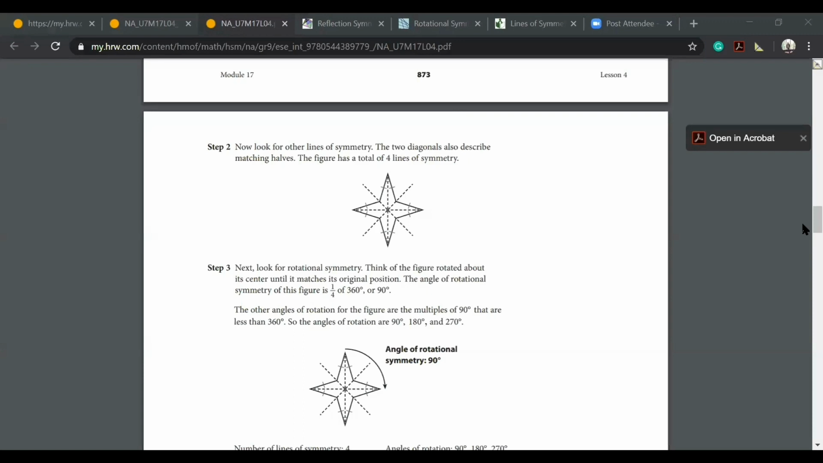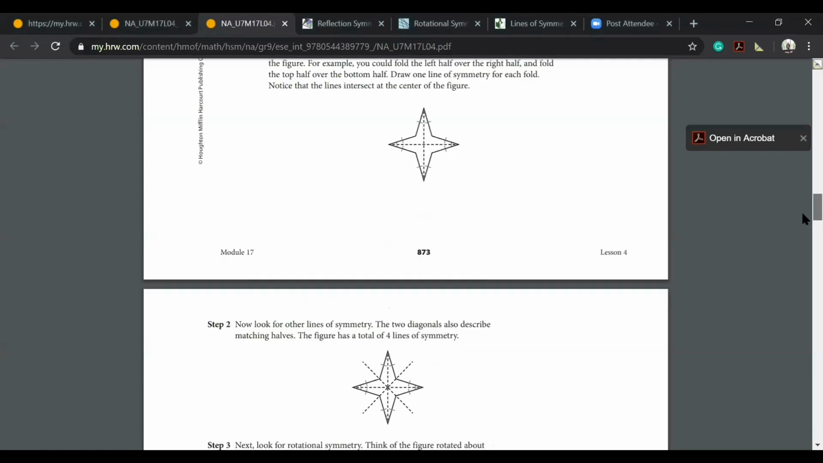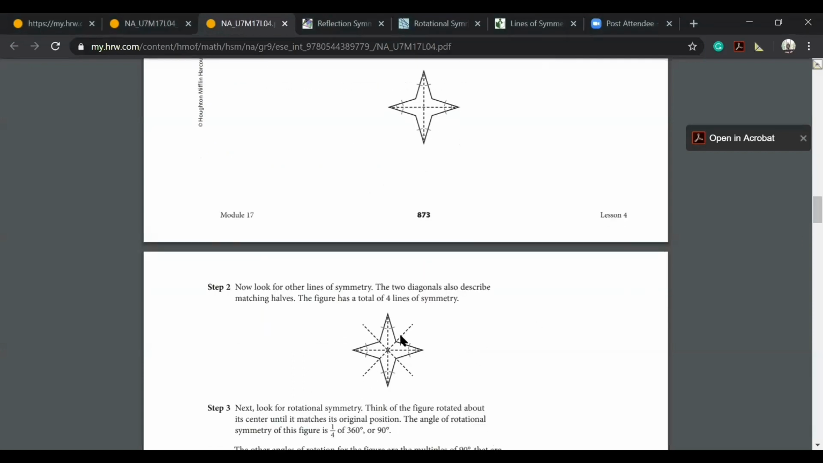Okay, what else is a line of symmetry? These two lines are lines of symmetry because these two parts are exactly the same as well. So 1, 2, 3, and 4. So how many lines of symmetry do I have? We have 4 lines of symmetry.